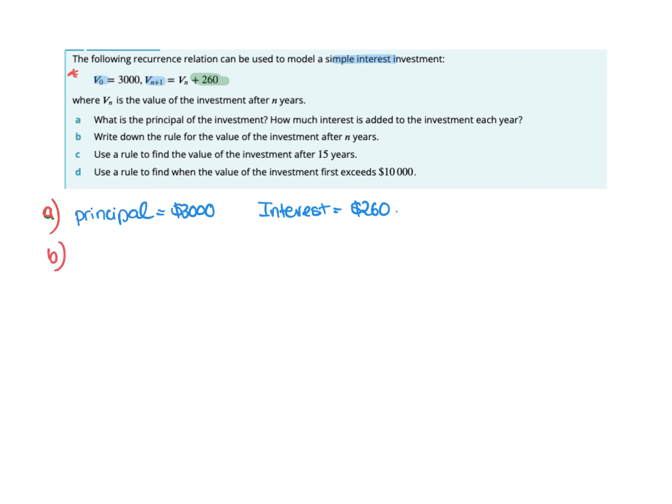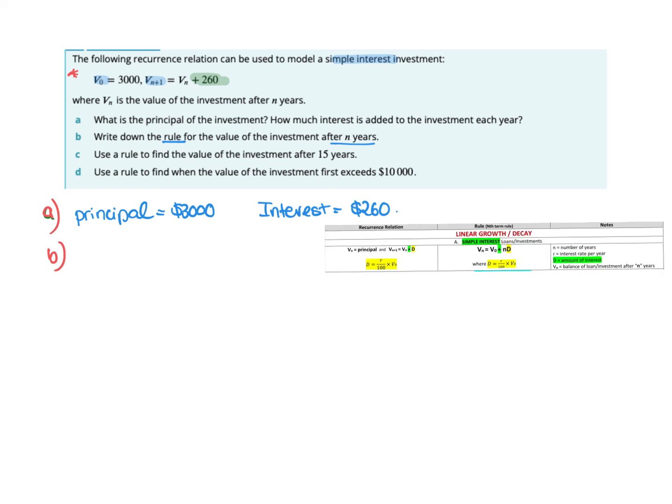Okay, write down the rule for the value after n years. So this is where we need to use the nth term formula. They want us to write the rule for the nth term. So let's go grab the formula. We need to get the nth term formula, so that's the middle column down here. I'm going to be using this here to write the nth term.